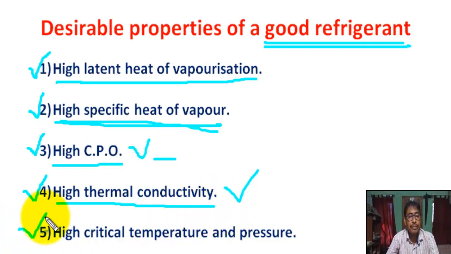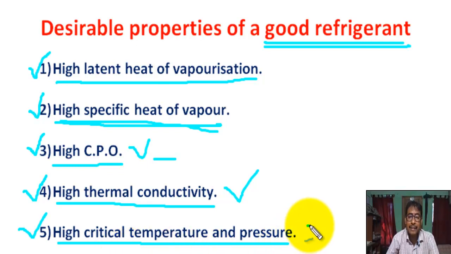Number 5, refrigerant must be high critical temperature and pressure. For high COP, the critical temperature should be very high.